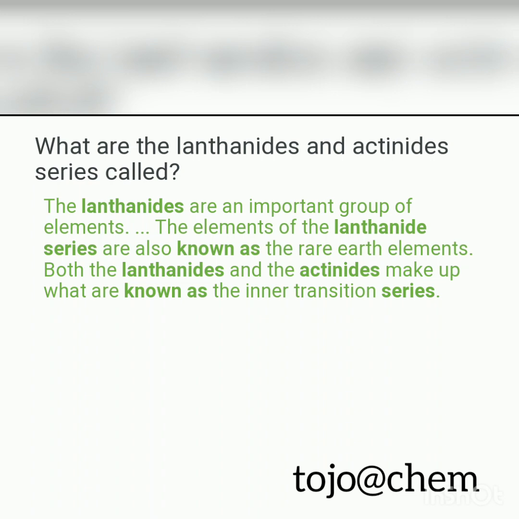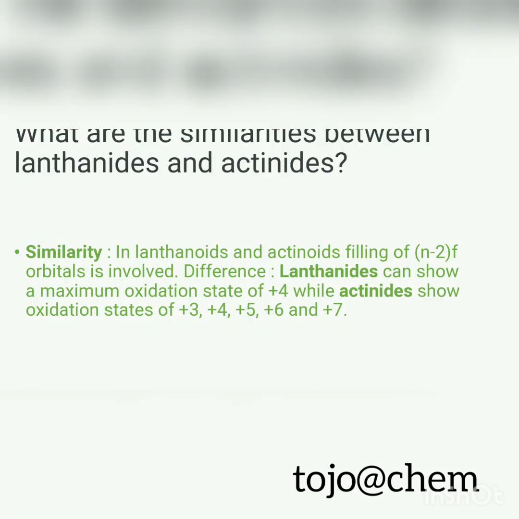When we look into this case, you can see that the pre-penultimate shell filling has a big impact on oxidation state. When we consider the similarities, in both these cases the n-2 f orbital is filling, and the difference is that lanthanides can show a maximum oxidation state of +4 or +5, but actinides are able to show oxidation states such as +3, +4, +5, +6, and +7.